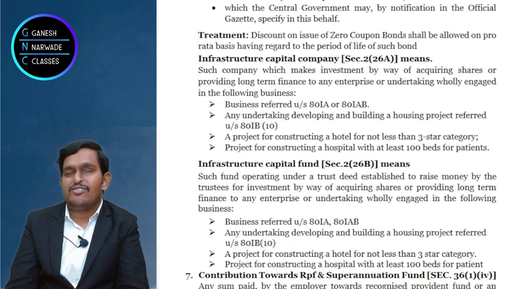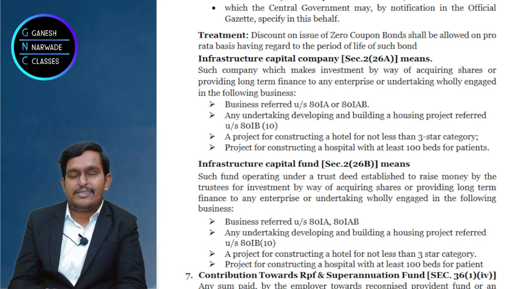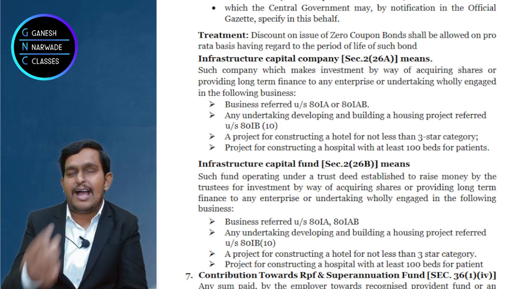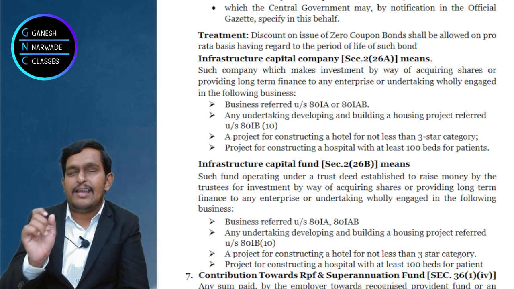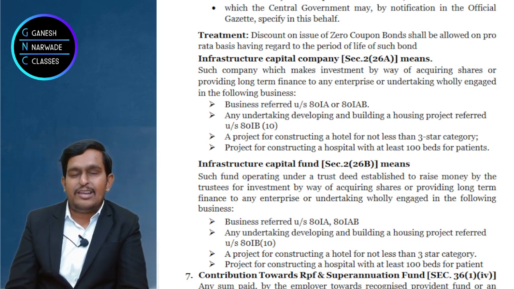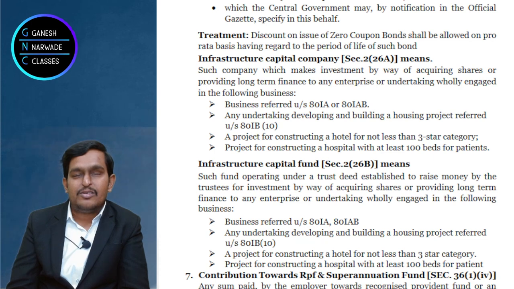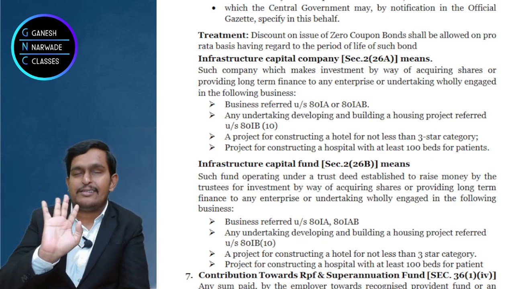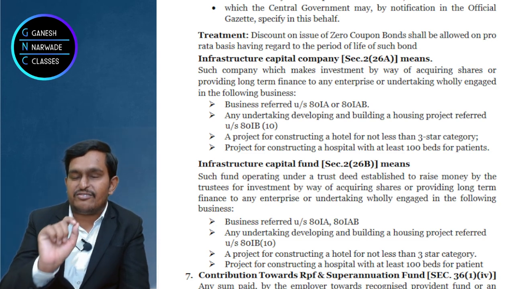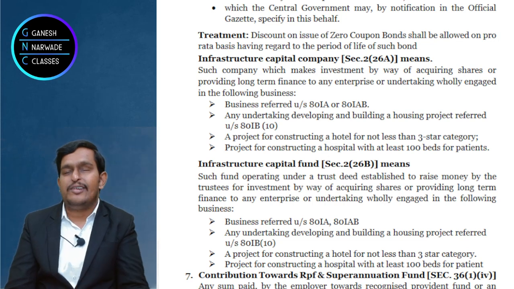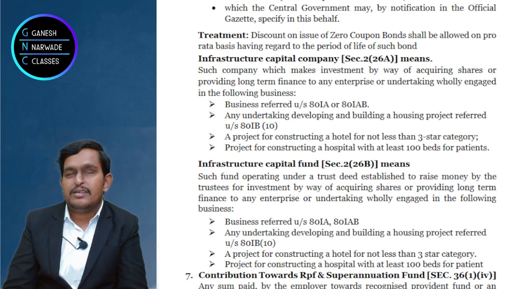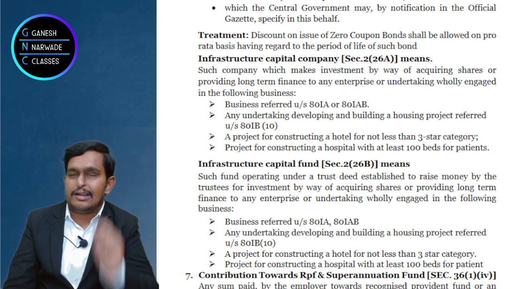If any of these four are there, then they will invest. So businesses which are mentioned under 80IA, 80IAB, or housing projects mentioned under section 80IB, a hotel which is 3-star or more, a hospital with 100 beds or more. So these are the four areas in which these people give long-term finance or invest in the shares. Now how can we say the hotel is 3-star or more? That rating is given by the government.